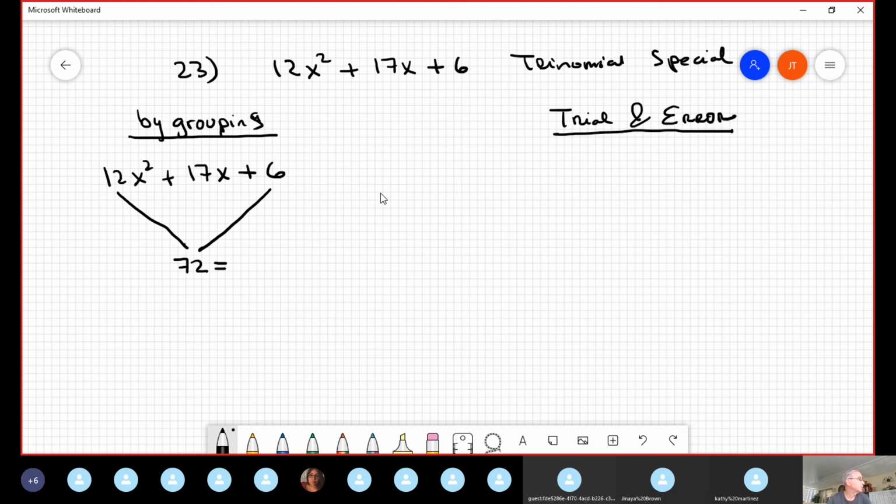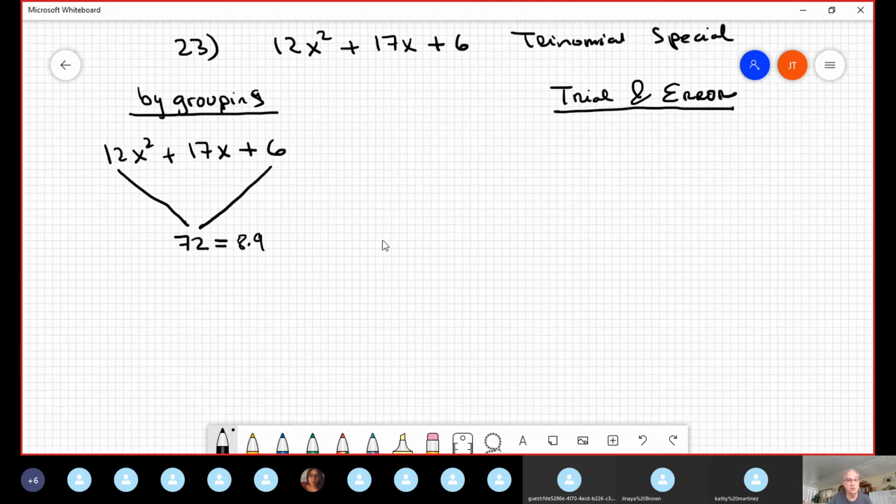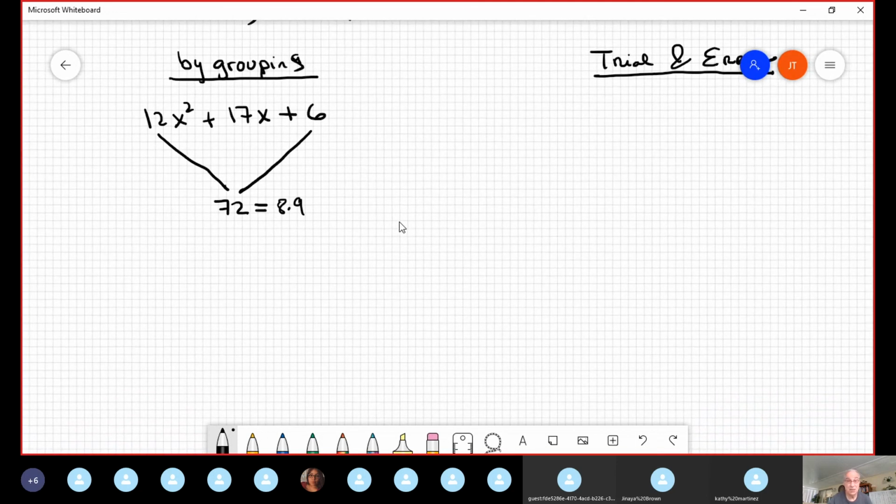In this case, I suppose it is 8 and 9. 8 times 9 is 72. And 8 plus 9 is 17, right? Okay. And this number is not the final answer. No. This number helped me to break this down into 4 terms. So far we have 3 terms.